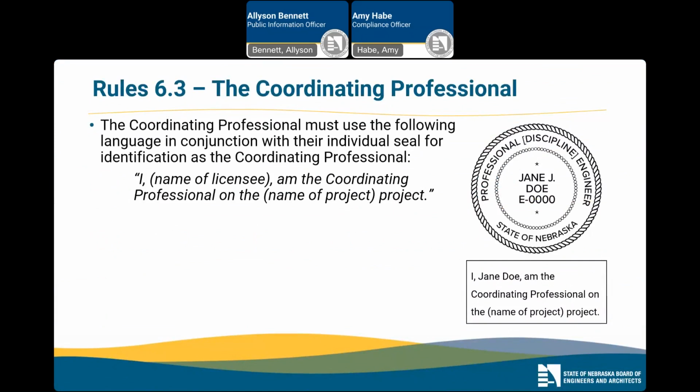So the coordinating professional must use the following language in conjunction with their individual seal for identification as the coordinating professional. So it'll say I, your name, am the coordinating professional on, and then the name of the project. So over to the right, you can see an example from Jane Doe, who is the professional engineer, showing their information for the seal as well as the language.